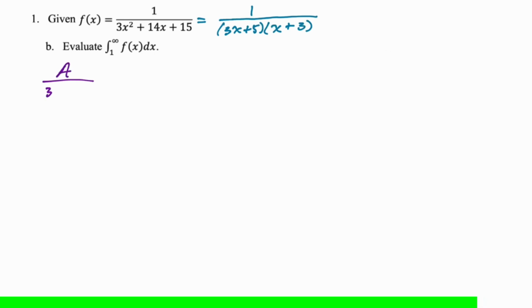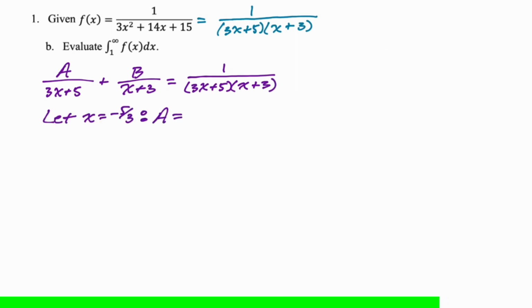So we have a over 3x plus 5 plus b over x plus 3. Now if you factored it into x plus 3 times 3x plus 5, then you would have a over x plus 3 and b over 3x plus 5. Your a and b would be switched, but our final answers will be the same regardless. So don't worry about that.